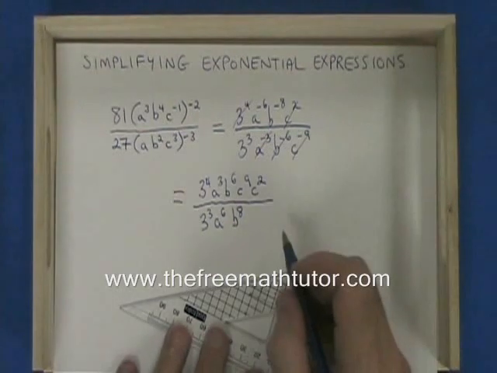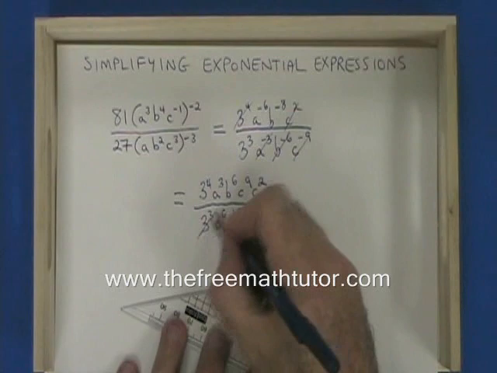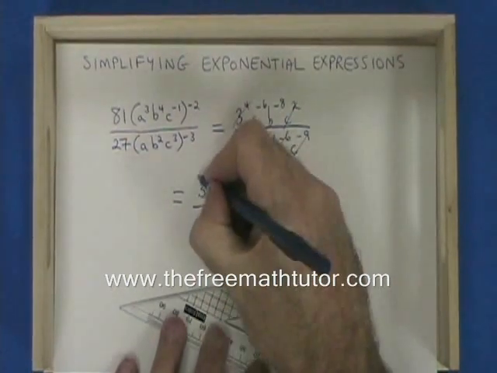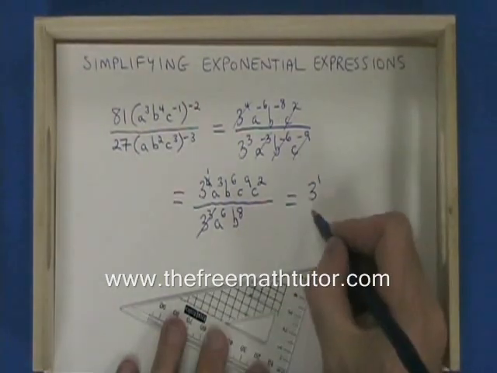Now it's time to do some canceling and simplification. All three of the 3's on the bottom cancel with 3 of the 3's on the top, and that leaves me with 3 to the power of 1 on the top.